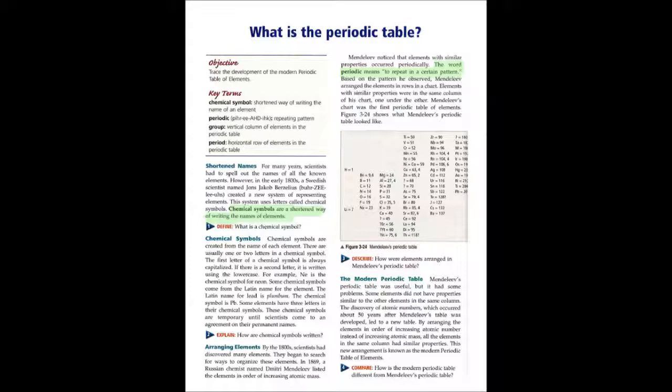The table also has 7 rows. Each row is called a period. You can see that period 1 has only 2 elements, hydrogen and helium. The elements in a period do not have similar properties. In fact, the properties of each element in a period change greatly as you move from left to right. However, there is a pattern in a period. Part of the pattern is that each period starts with an element that is solid and ends with an element that is a gas. The first period is the only exception.